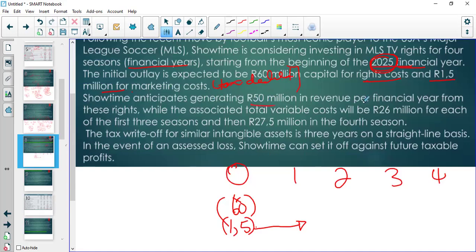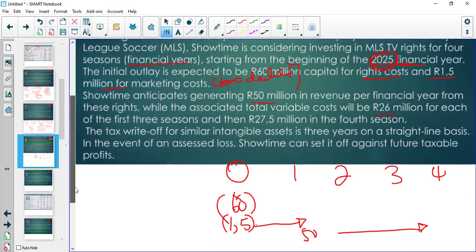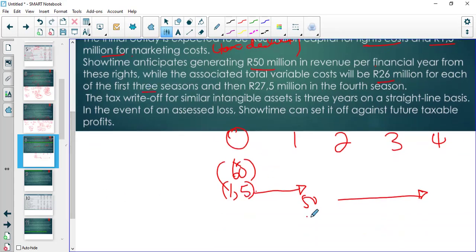Then 50 million in revenue per year. Right, so that's easy. So we're gonna start here, 50 all the way. Then variable cost 26 for the first 3 seasons, so 26, 26, 26, which is an outflow. All right, and 27.5 in the final year. The tax write-off on the rights or similar intangible assets is 3 years on a straight line basis. So we can do capital allowance for that.